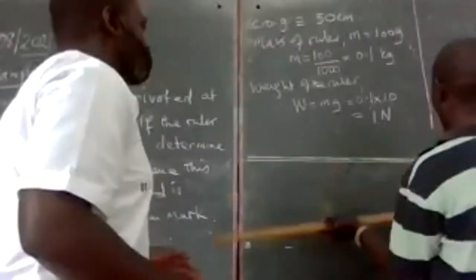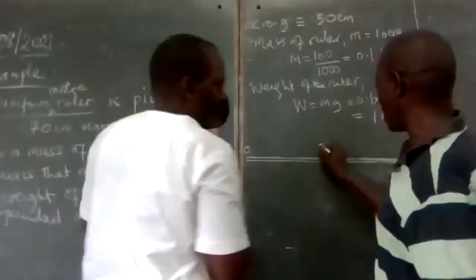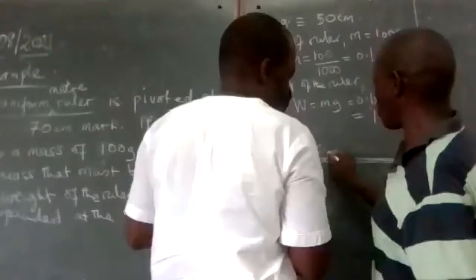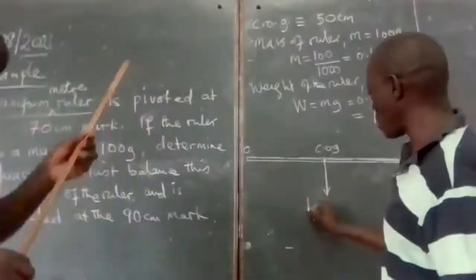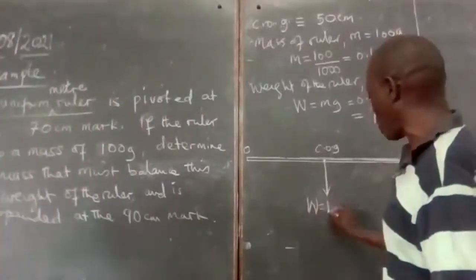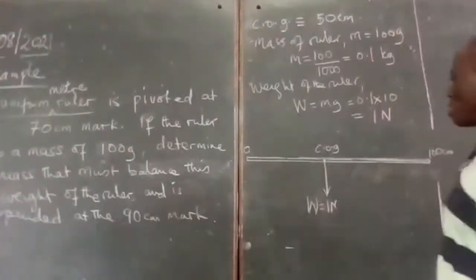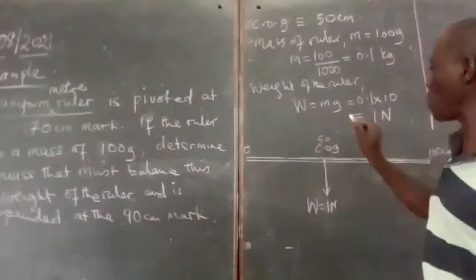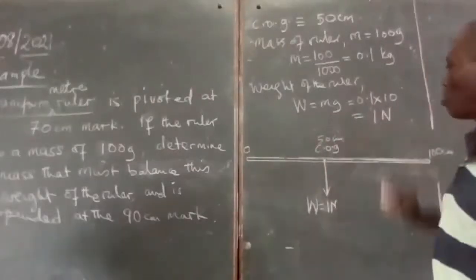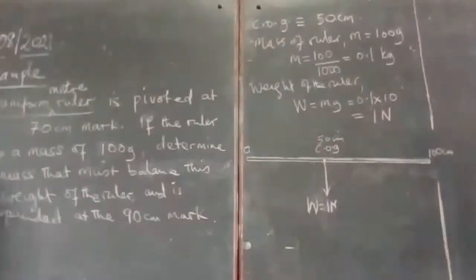Teacher, can you say where the resultant force is 0? It's the weight. The center of gravity is where all the weight of the meter rule acts from, and that weight is 1 Newton. That's the center of gravity. It is located at the 50 centimeter mark because our meter rule is a uniform body. I hope that is okay.